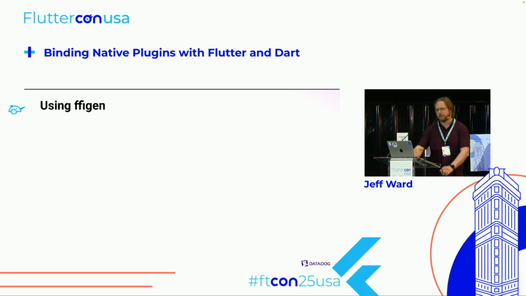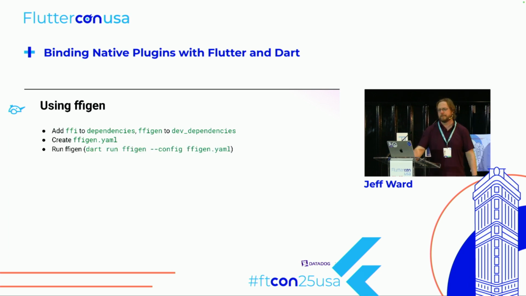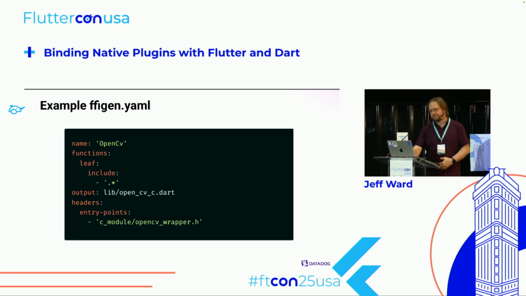So how do we do this? FFIgen. First thing you need to do for FFIgen is you need to add ffi to your dependencies and add ffigen to your dev dependencies. Then you create an ffigen YAML. You can do this in your pubspec, but I actually recommend against it, especially if you want to bind multiple C libraries. Having a separate ffigen config for each library is preferable. And then you run dart run ffigen, you pass it your config, and it drops out this giant Dart file that will communicate with the header file that you're given.